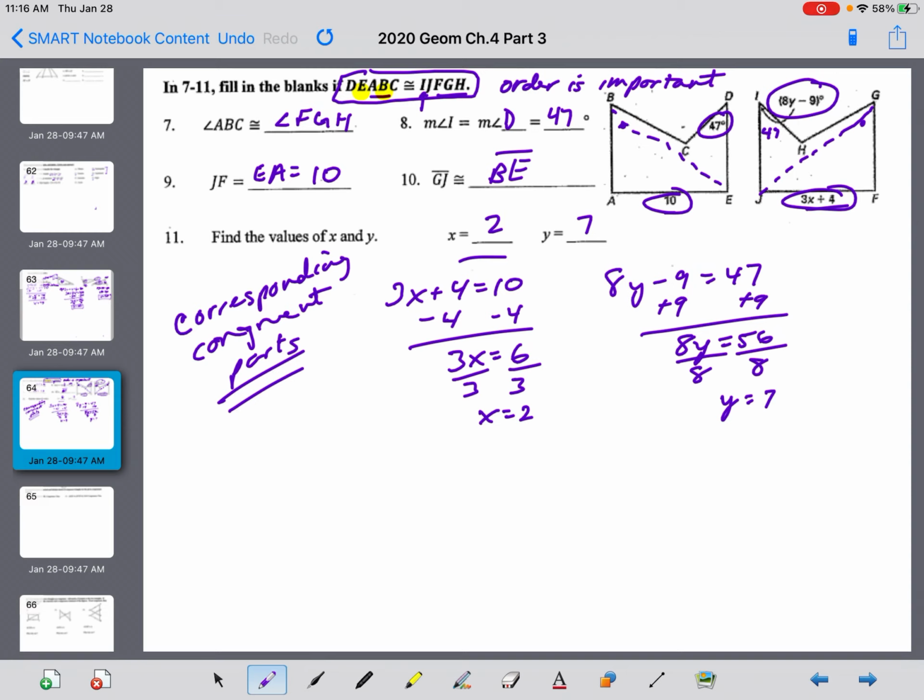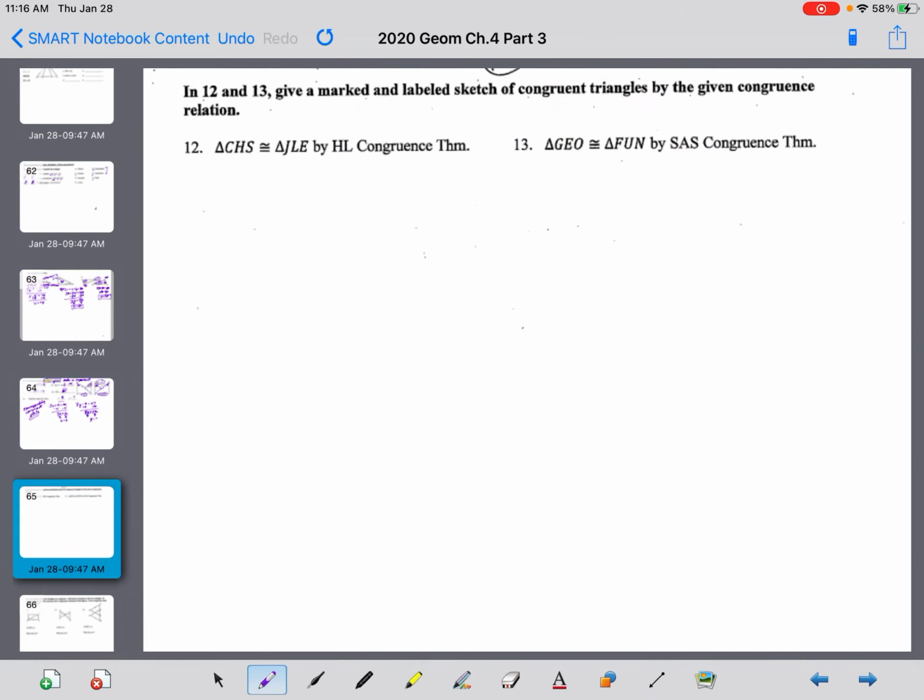All right, flipping to page 155. Here's where we get going with a lot of our SSS ASA stuff. So this started in section 4.3, and I'm asking you to do a couple of different things with your 5 shortcuts. Remember our 5 shortcuts. You can find these on page 128 in your notes. But SSS, SAS, ASA, AAS, and hypotenuse.